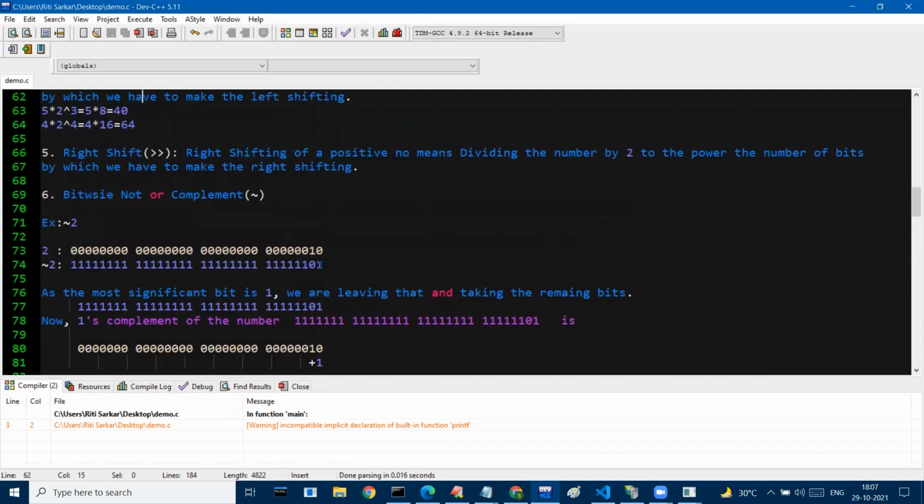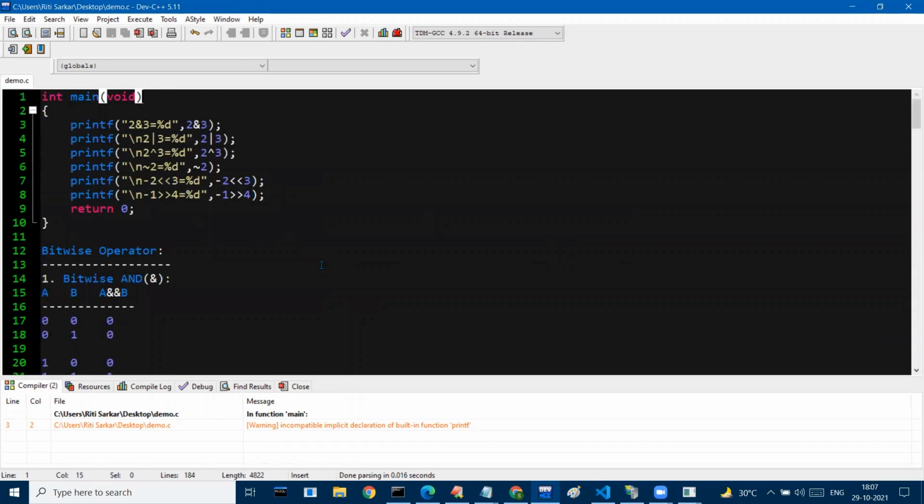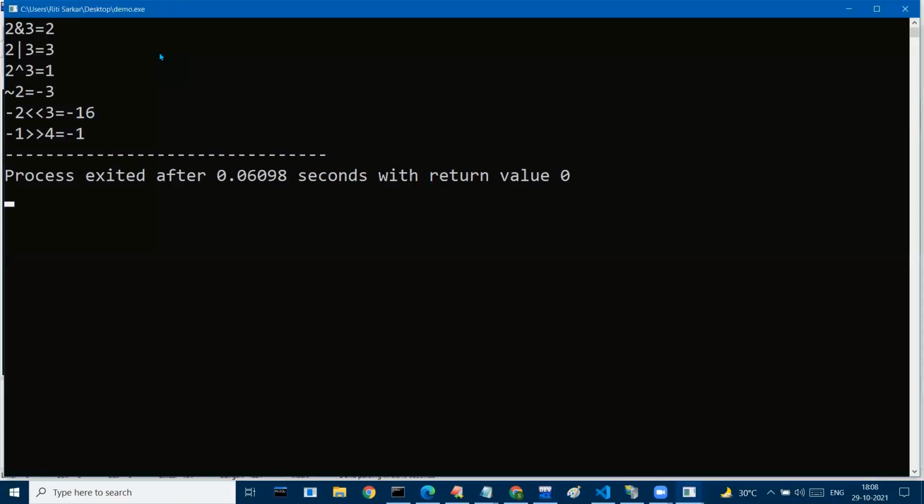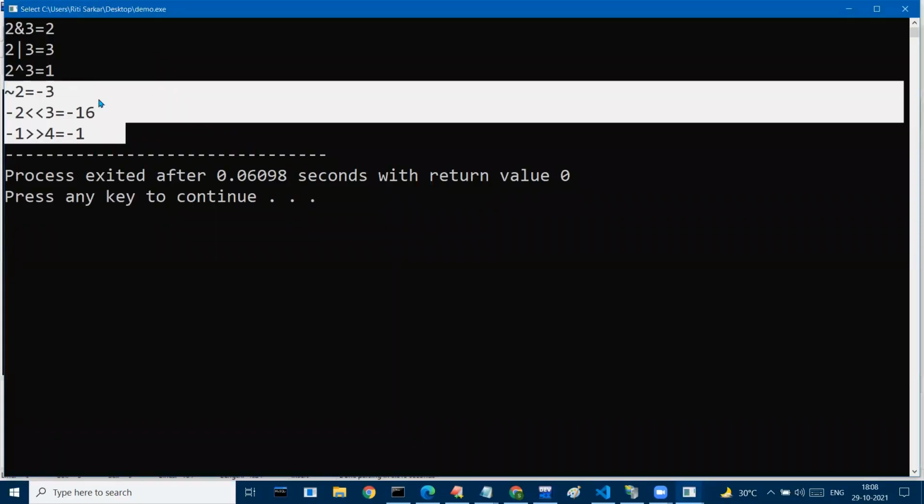So what will the complement be? -3. Let's see, 1, 2, 3, fourth one. Execute, compile and run. The complement is -3.